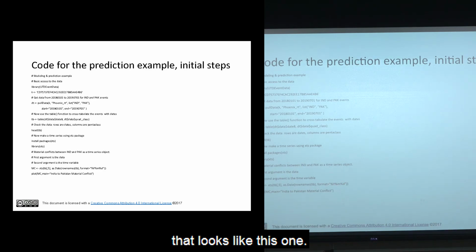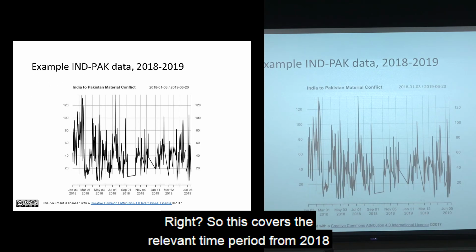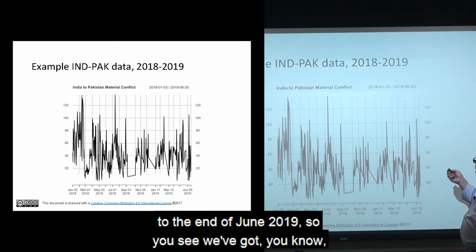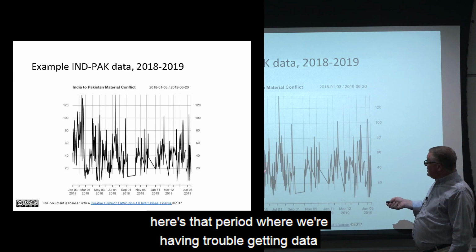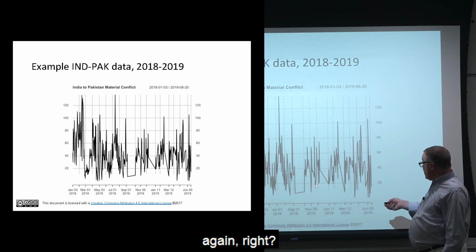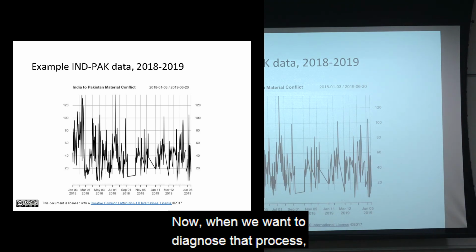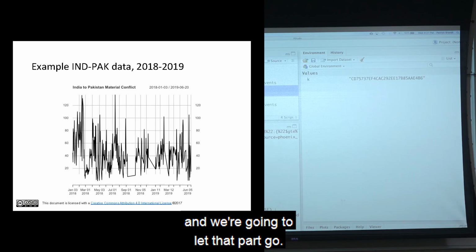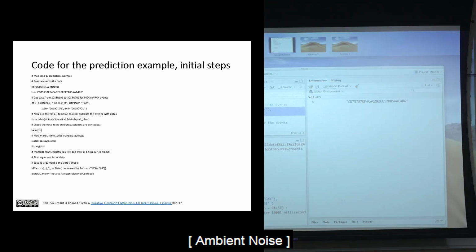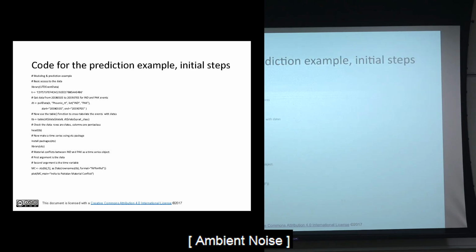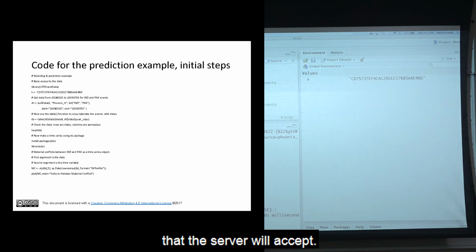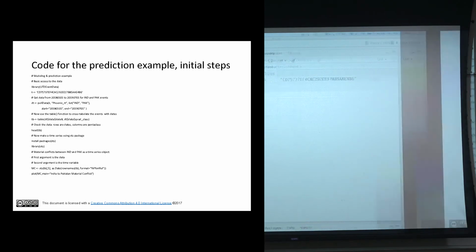So we'll get a plot that looks like this one, right? This covers the relevant time period from 2018 to the end of June 2019. And you see here's that period where we're having trouble getting data again, but you see we've got this process that comes along here. Now, when we want to diagnose that process, we're going to let that part go. So we've hit our limit on queries that the server will accept. I'm going to run that one too.